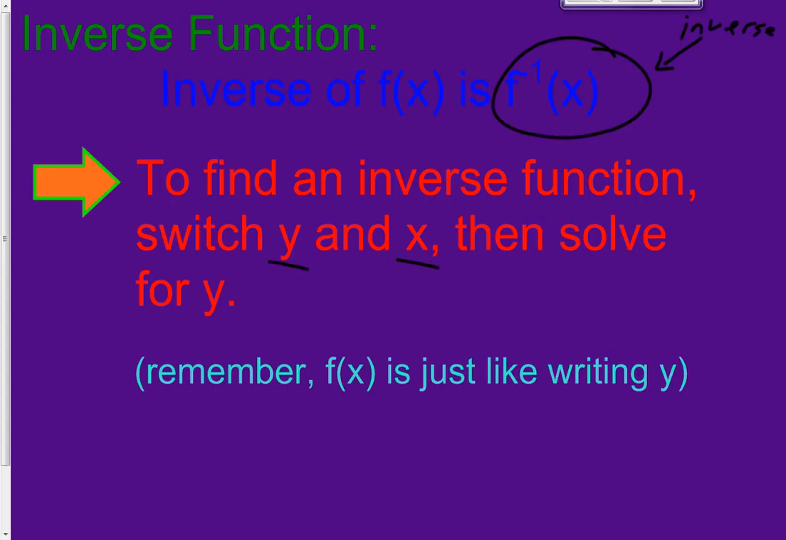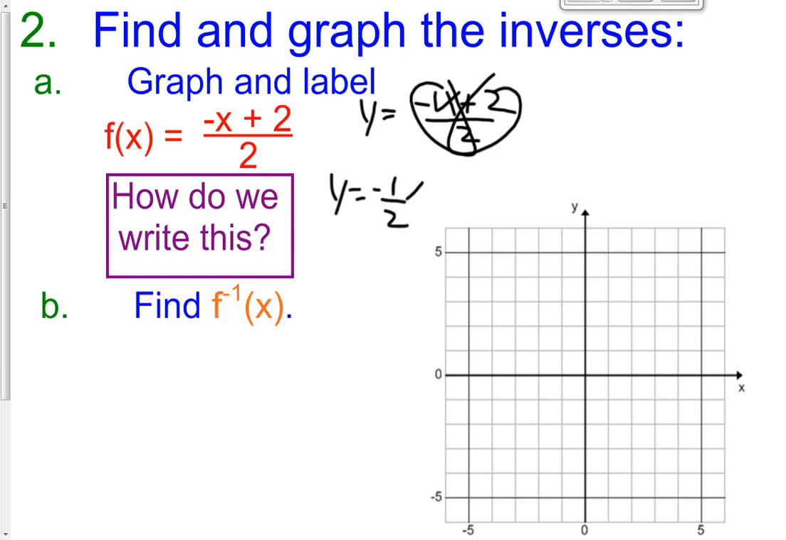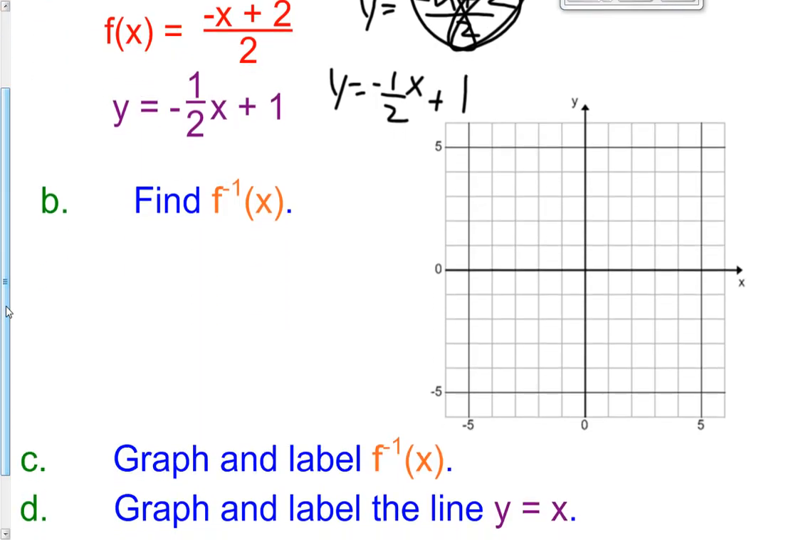Let's practice that. Remember, whenever you see f of x, it's the same thing as writing y. So make sure we make that known. Here we have this one. Here is our function. It's y equals a negative x plus 2 divided by 2. Now, when we graph this, we usually divide each term by 2. So if that was the case, we'd have a negative 1 divided by 2x plus 2 divided by 2, which is 1. So that's how we would write this one usually. Y equals a negative 1/2 x plus 1. Let's graph and label that. So here's how we're going to graph it. It has a y-intercept of 1, and our slope is down 1 over 2.